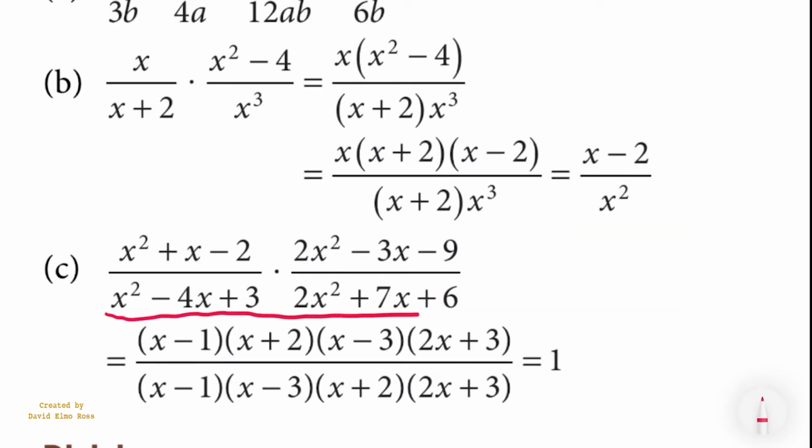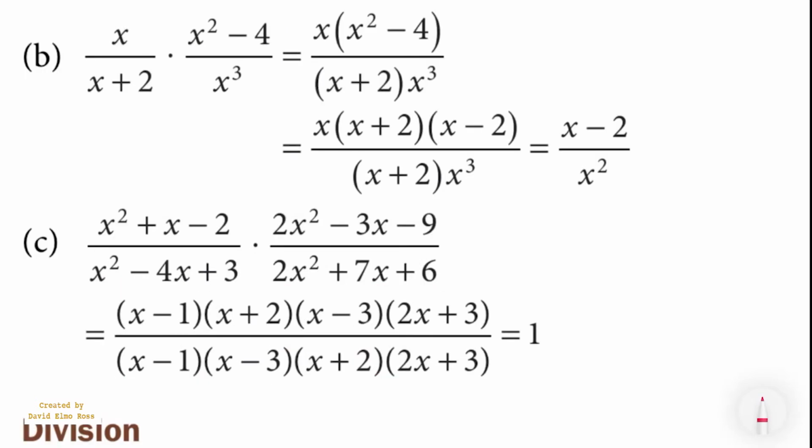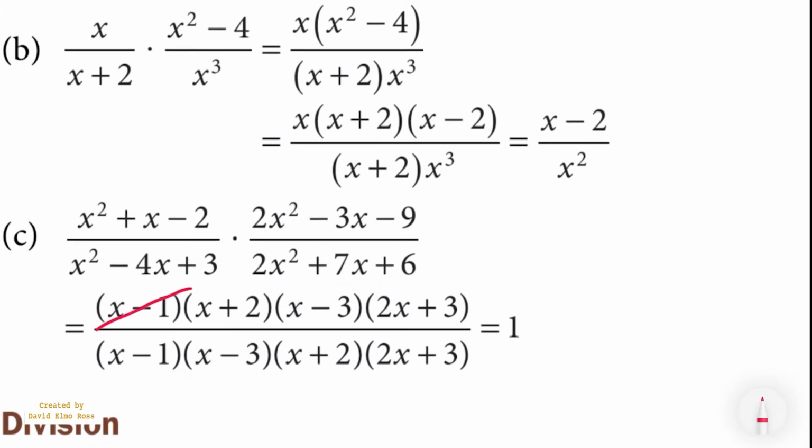This one here involves two expressions, x squared plus x minus 2 times 2x squared minus 3x minus 9 over all of this. In this case, if we factor this, we're going to get x minus 1 times x plus 2. If we factor this, we're going to get x minus 3 times 2x plus 3. If we factor this, we're going to get x minus 1 times x minus 3. And if we factor this one, we're going to get x plus 2 times 2x plus 3. At this point, I think you can see we can cancel out the x minus 1s, the x plus 2s, the x minus 3s, and the 2x plus 3s, and end up with an answer of 1.